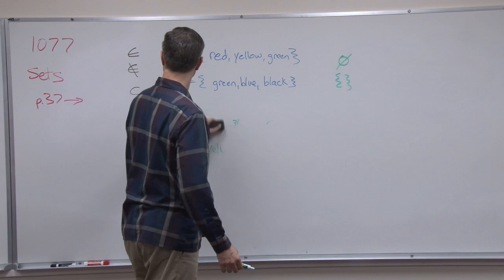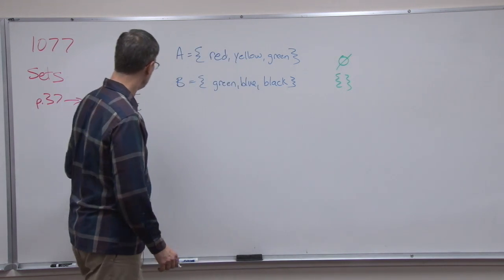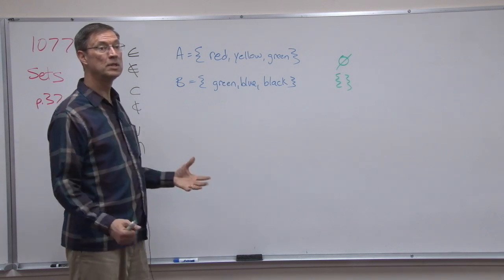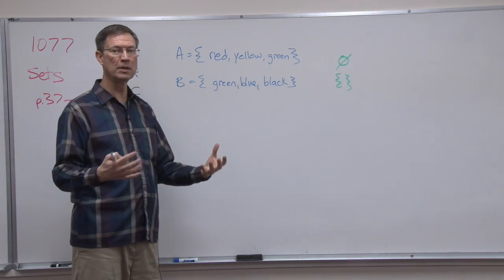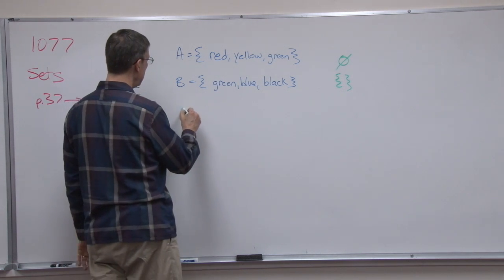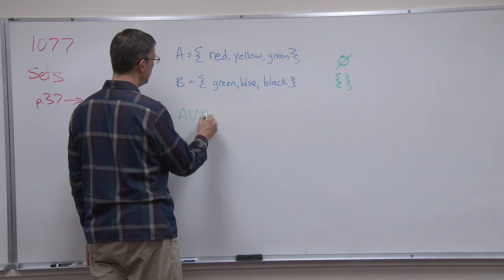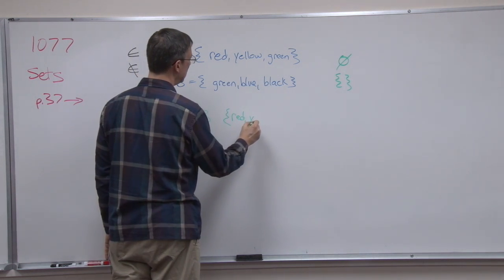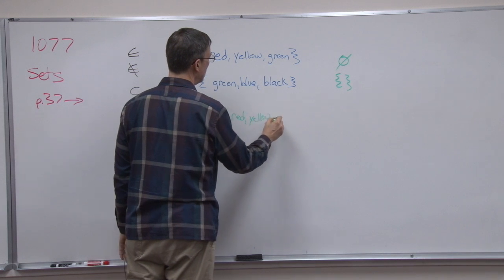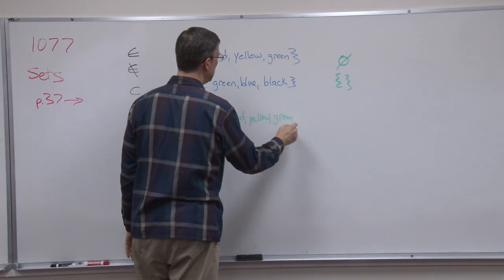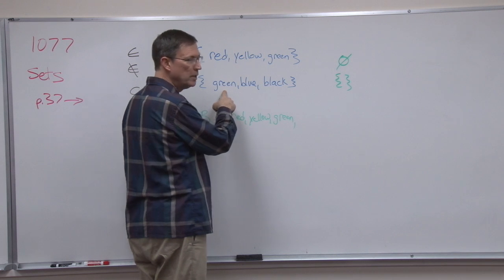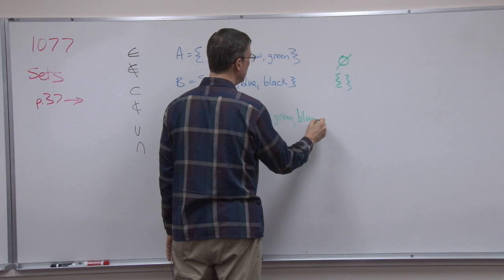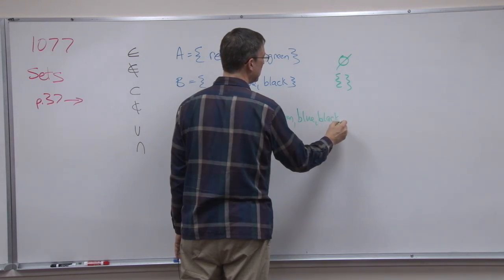All right, there's 2 more symbols we need to talk about. This next one looks like the letter U, and that actually helps us remember what it stands for. It means the union of 2 sets. So if I put A in union with B, what do I get? I'm going to get red, yellow, green. Now this one already has green, so I don't list it a second time if it shows up twice. And then blue and black.